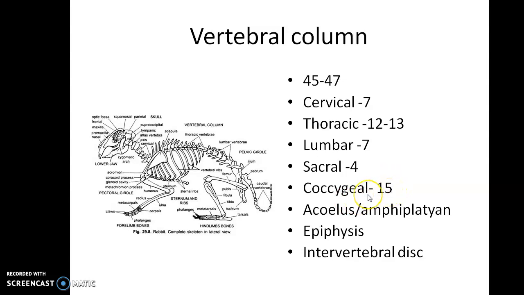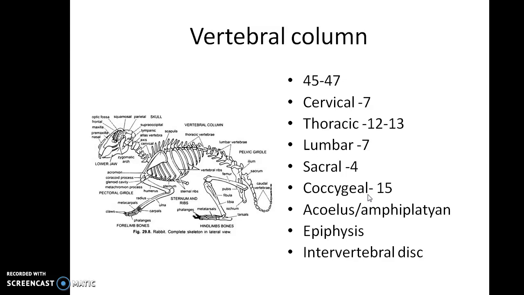The vertebrae of rabbit is also called acoelous or amphiplatyan, that is the centrum will be flat at both ends. In embryonic stage, centrum consists of 3 pieces, that is a middle portion, a centrum proper, and anterior and posterior disc, that is called epiphysis. Later, the epiphysis join with the main piece.